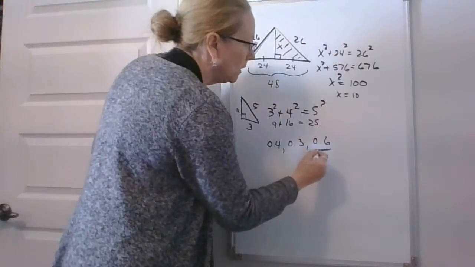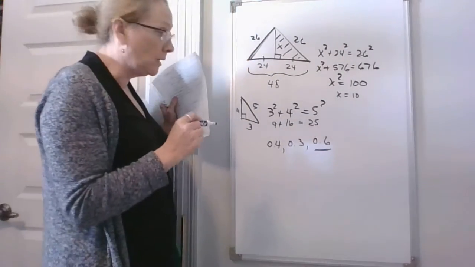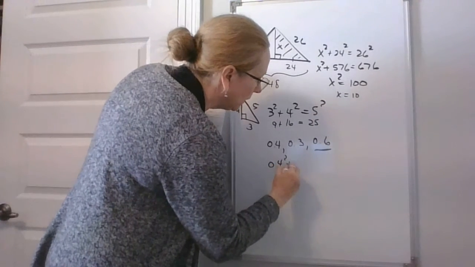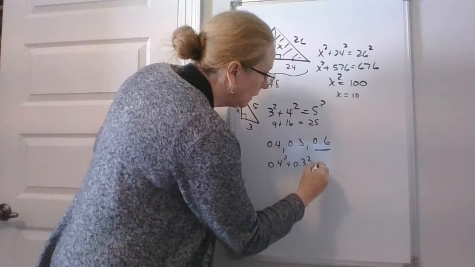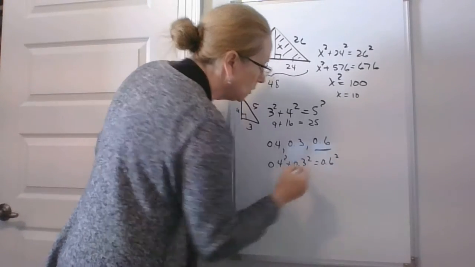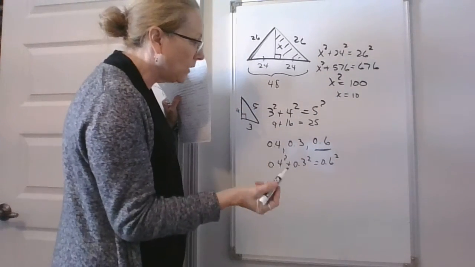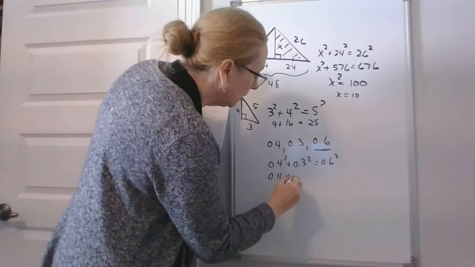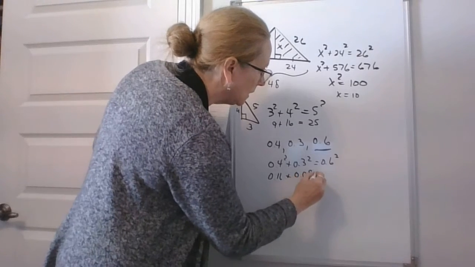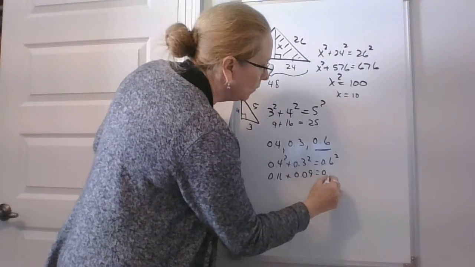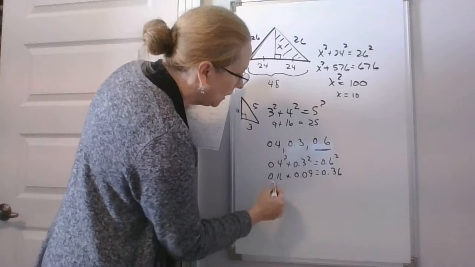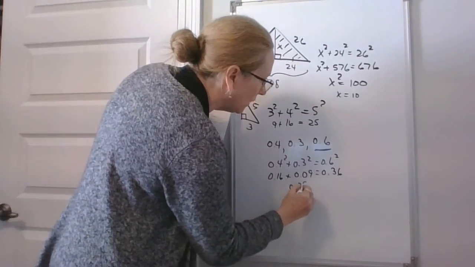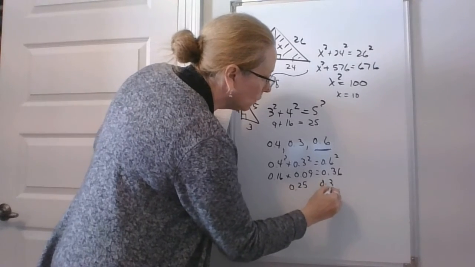Well, one of the sets of numbers that I saw was 0.4, 0.3, and 0.6. Well, first we assume that the hypotenuse is the largest one. So now we've got 0.4 squared plus 0.3 squared equals 0.6 squared. So if that, now we solve, we get 0.16 plus 0.09 equals 0.36. And then we see, okay, it's not going to be equal because this is 0.25 and this is 0.36.